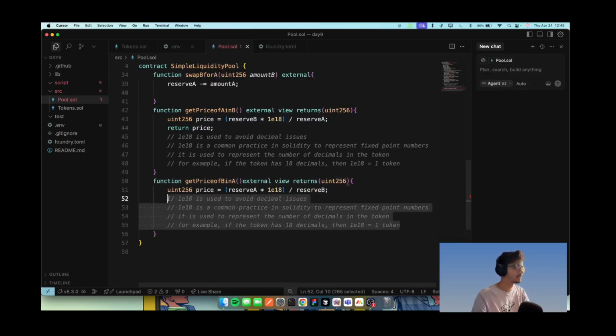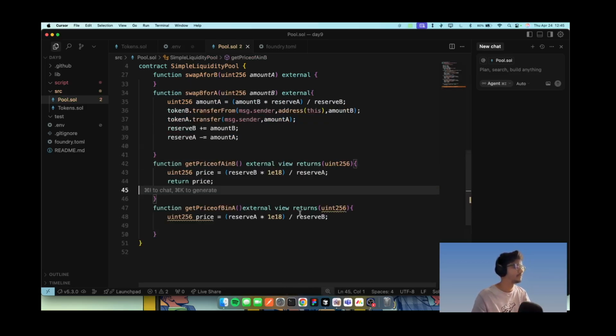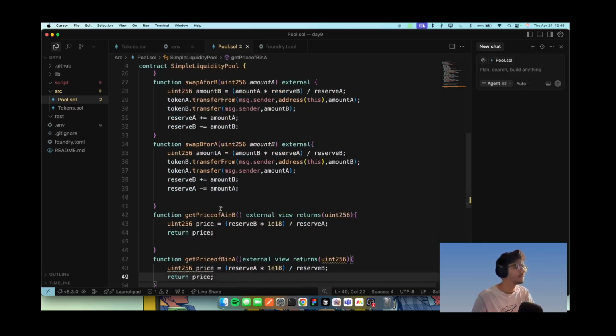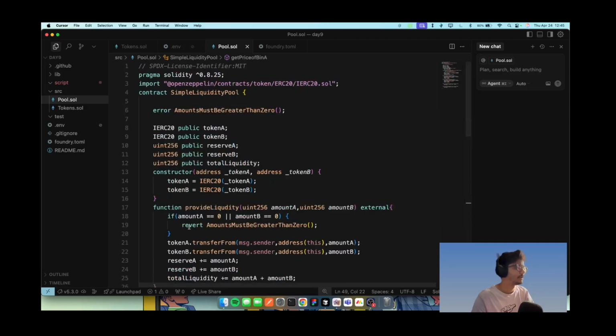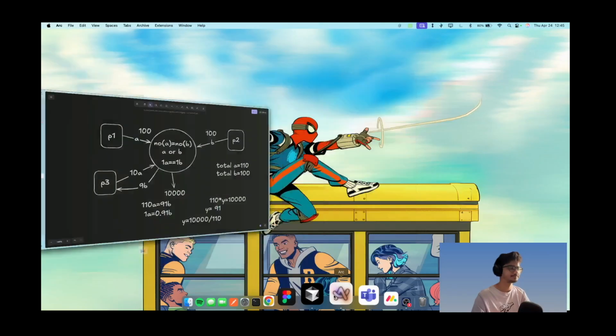Let's remove this comment here. Boom, that's it, that's what we need here. Okay, I think this contract is ready for us to deploy. I'll just review this. Let's get this reviewed by ChatGPT.